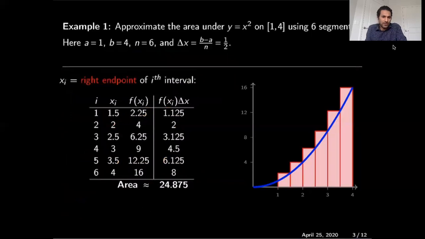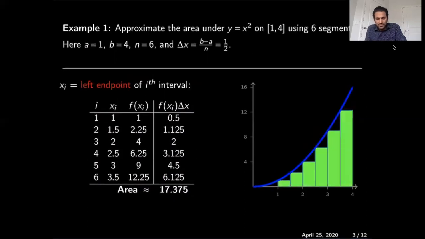Here I have the overestimation. First I calculate the right endpoint values, plug them into the function, multiply by delta x, and add them. The total area I get is approximately 24.87. For the underestimation, I start from 1 and end at 3.5. I did not include the right endpoint. I plug those into the function and multiply by delta x, which is 1/2, and then add. You can see this underestimation is 17.375.